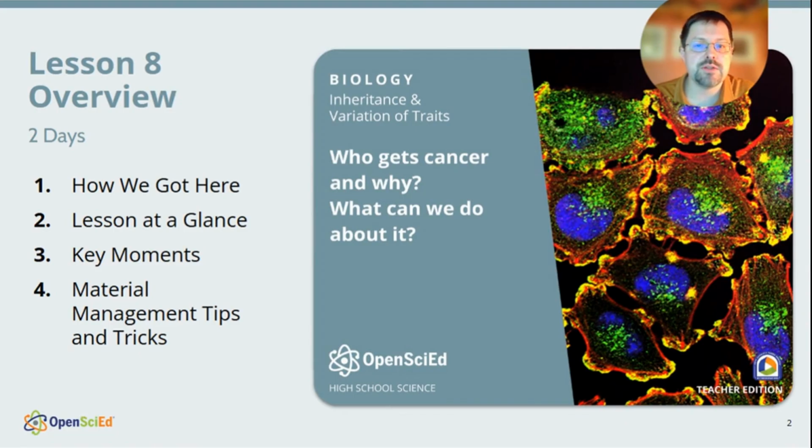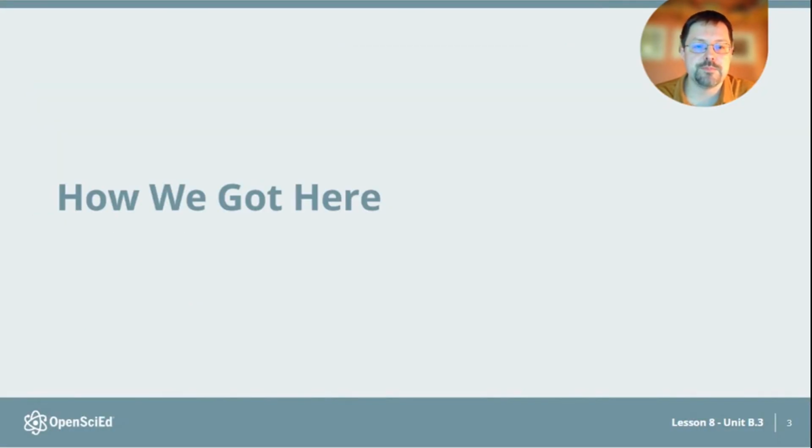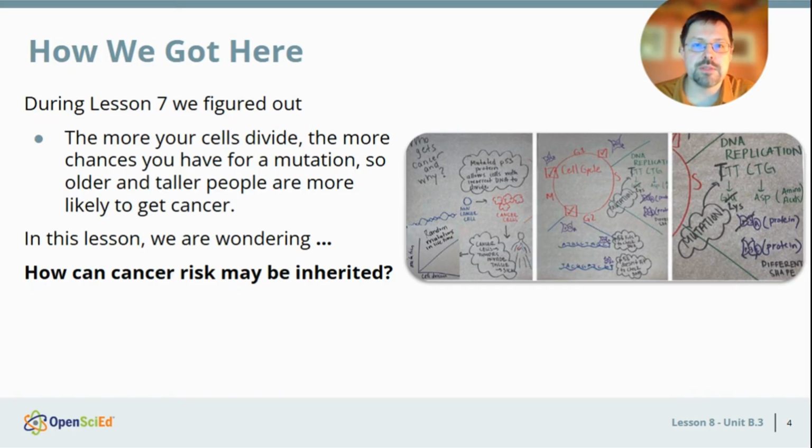Let's dive into Lesson 8, one of my favorites of the Cancer unit. How did we get here? Lesson 8 falls about halfway through this unit. During the first half of the unit, students figure out why older and taller people get cancer.